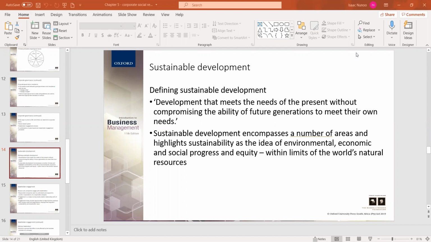generations. So when we discuss sustainable development, it is development that meets the needs of the present without compromising the ability of future generations to also meet their needs. So you do not say that because you have gold today, you use the gold in such a way that future generations will not be able to benefit or they will suffer. Because whatever we do today will come back to us tomorrow.